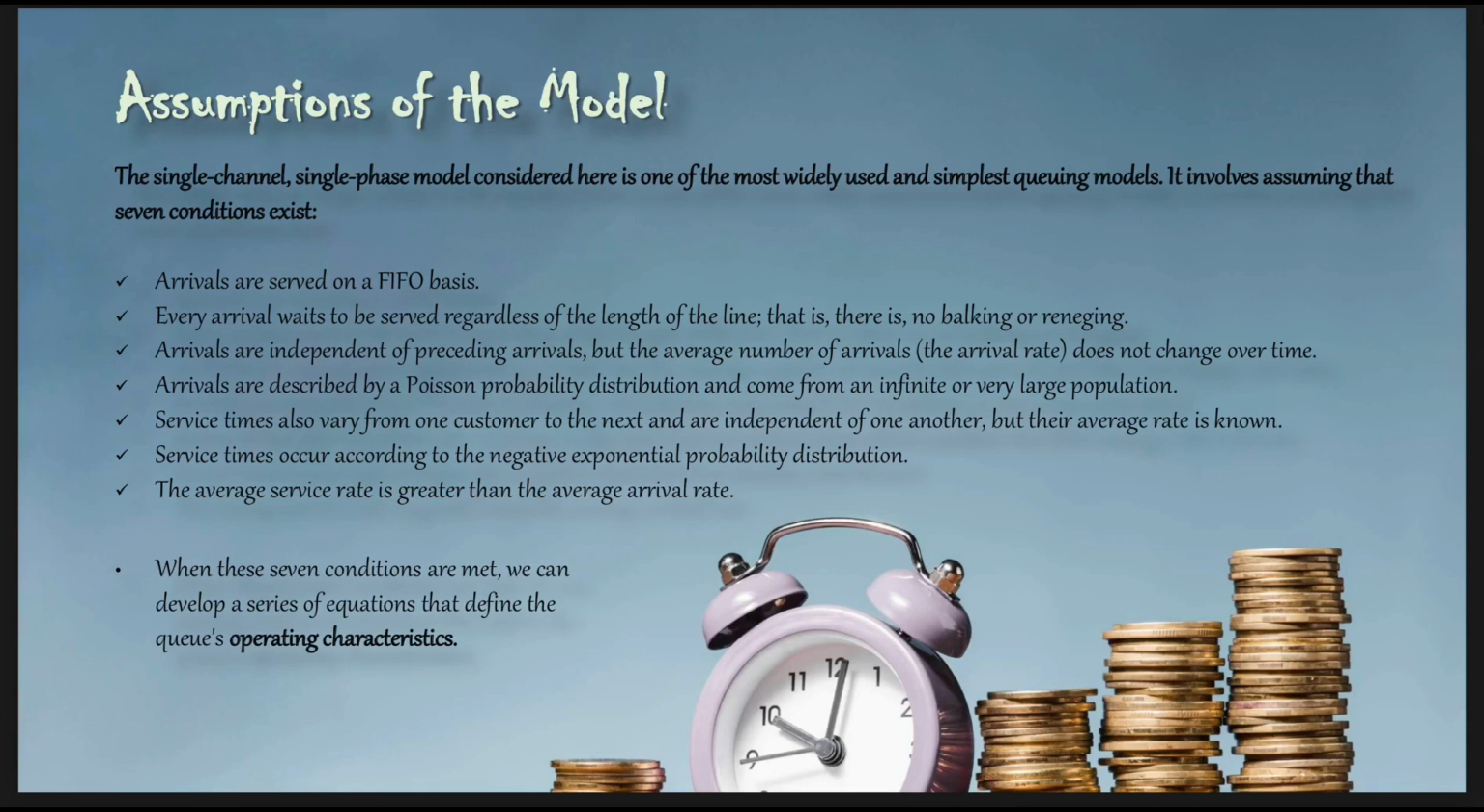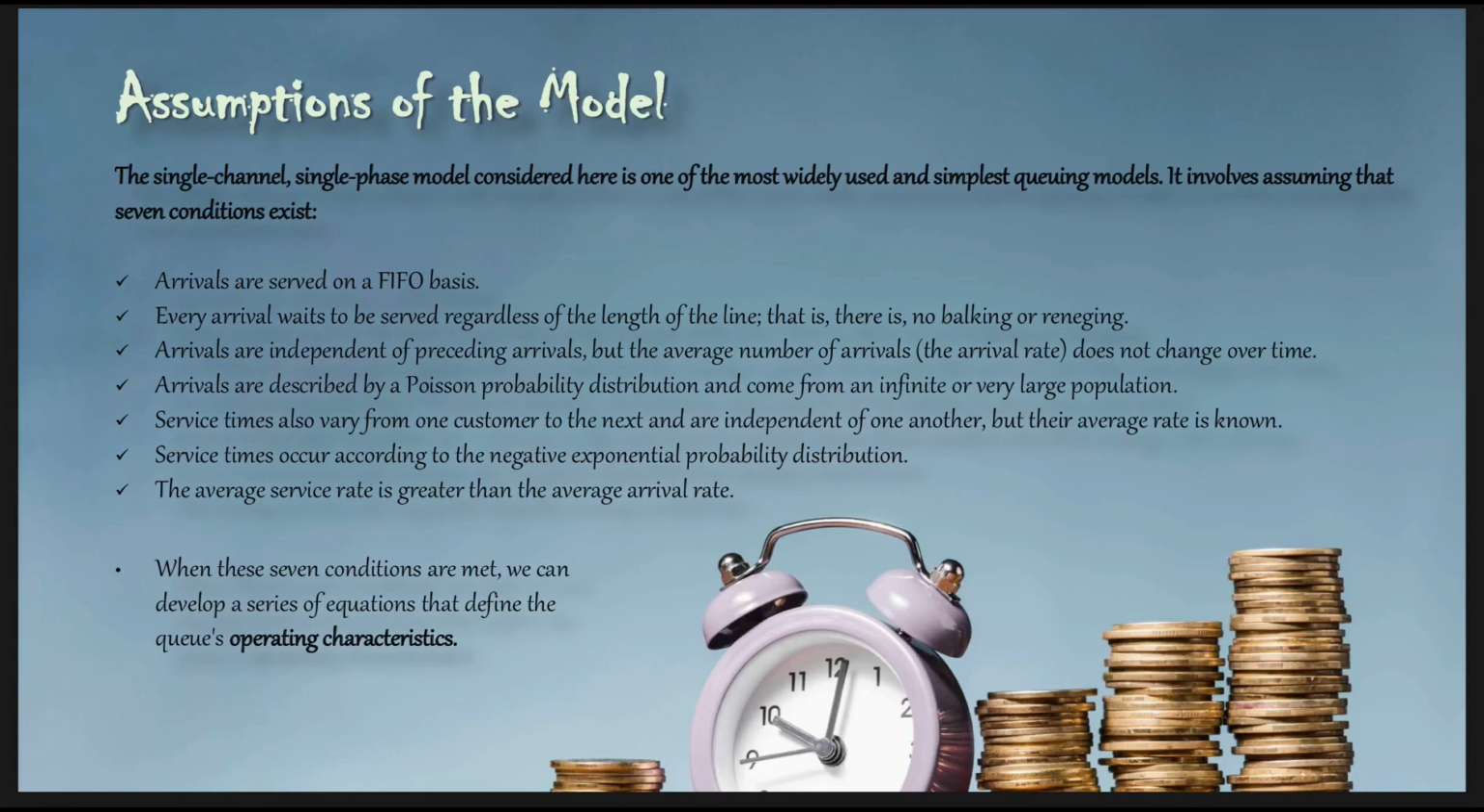Second, every arrival waits to be served regardless of the length of the line, that is, there is no balking or reneging. Third, arrivals are independent of preceding arrivals, but the average number of arrivals or the arrival rate does not change over time. Fourth, arrivals are described by a Poisson probability distribution and come from an infinite or very large population.